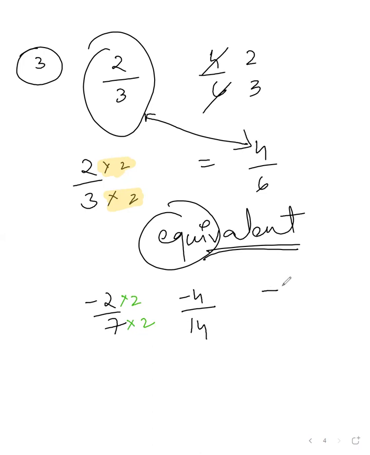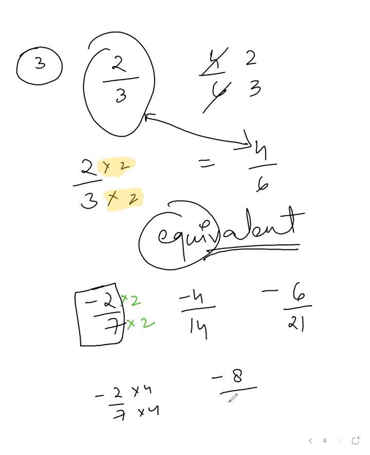We have to multiply minus 2 by 7 by 3. Okay, wait a second. It will be minus 6 by 21. Very good. Excellent. Then minus 2 by 7 if you multiply it with 4, minus 8 by 28. Very good. Then it will be minus 10 by 35. Very good. Excellent. So you can do the rest 2 questions as homework. Yeah.